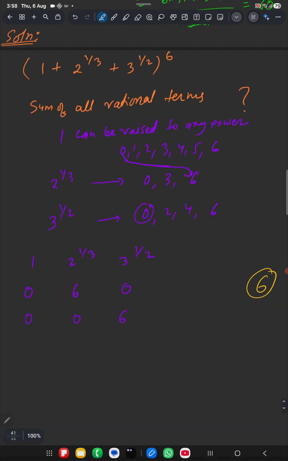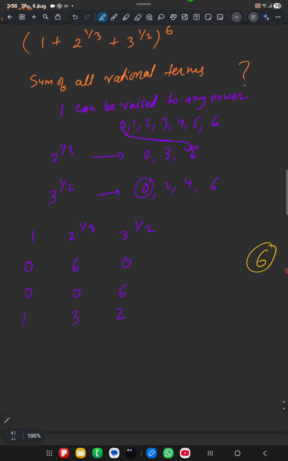Now next we can take 1 as 1, because 1 can be given any power. When you are getting 1, 5 are remaining. How will you combine 5? You can take here 3 and 2. This one 3 and this is 2. No other combination is possible for 1.